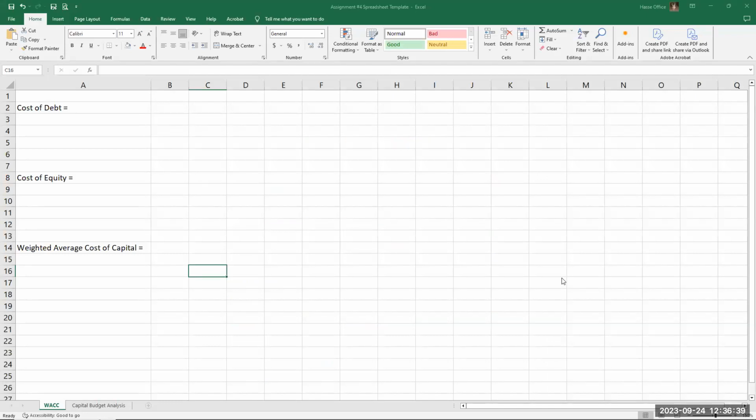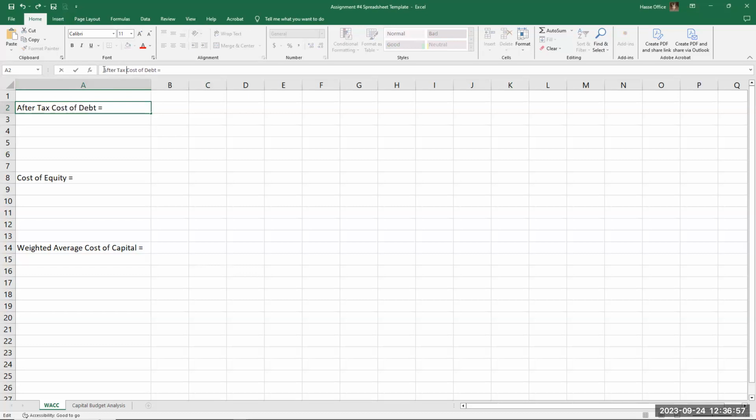Okay, here's the spreadsheet for assignment 4 that you have to fill out, both tabs. The first tab is to determine the weighted average cost of capital. What is the cost of debt? I should fix that. It should say, what is the after-tax cost of debt? There we go. And the cost of equity. And then combining those two based on the weight of the capital structure of the company, what is the weighted average cost of capital? Again, this is part of our discussion lecture. In week 6, we will go over this process.